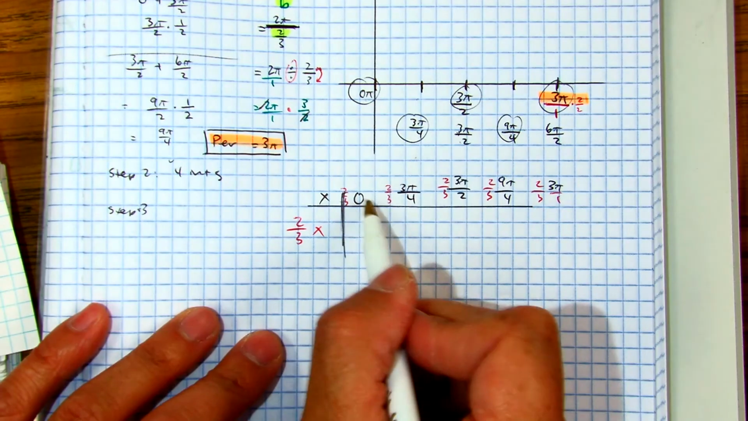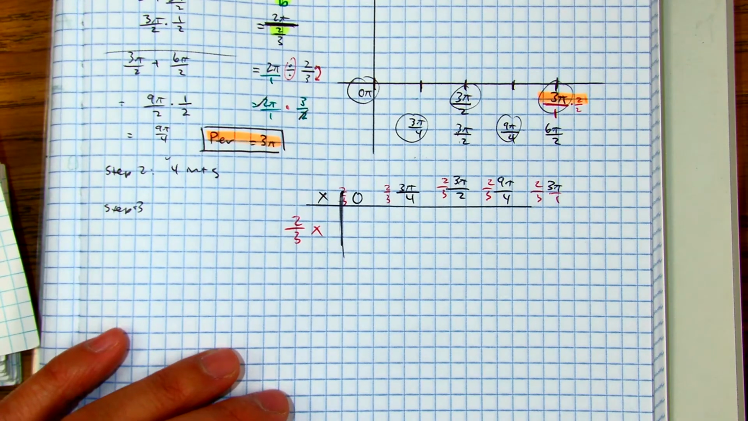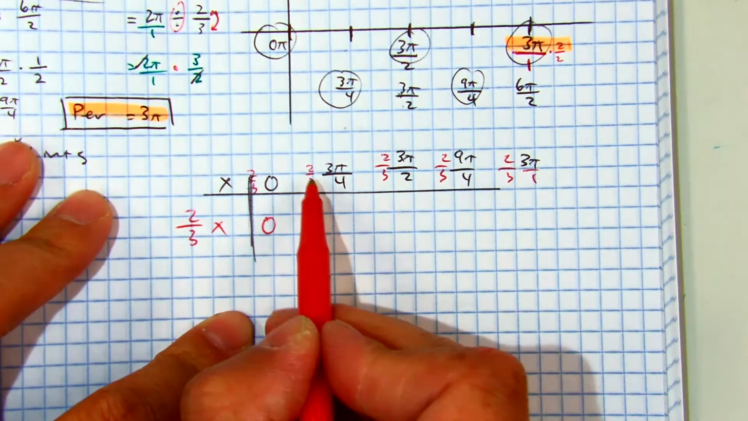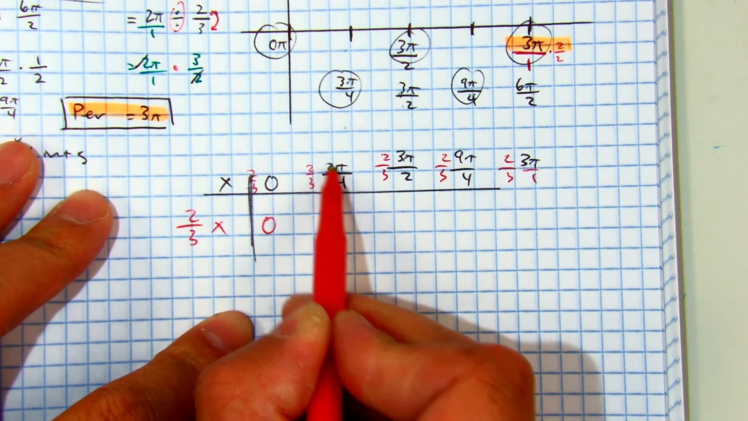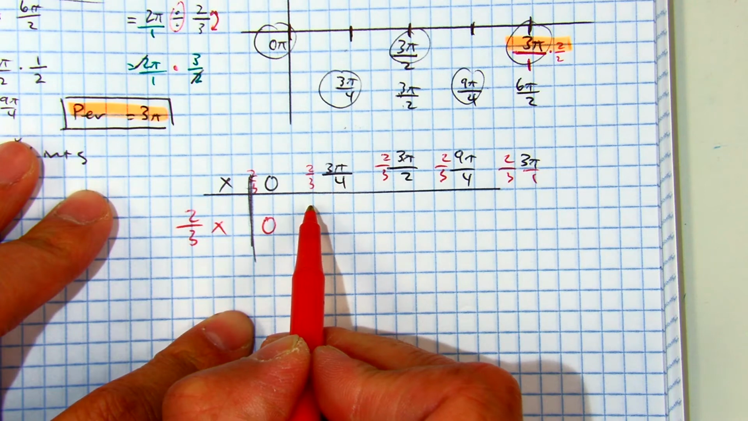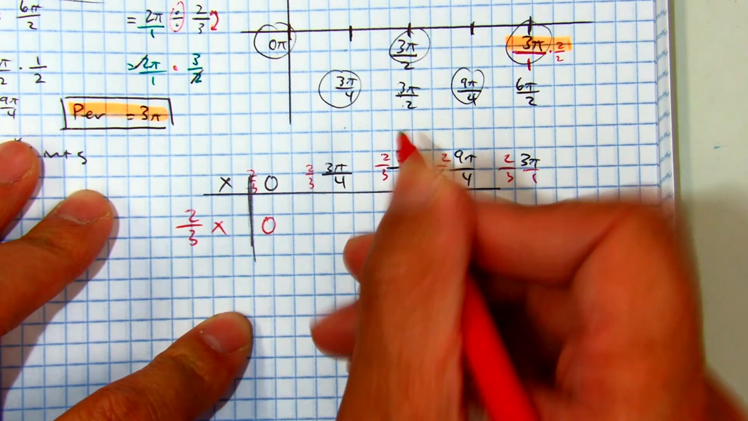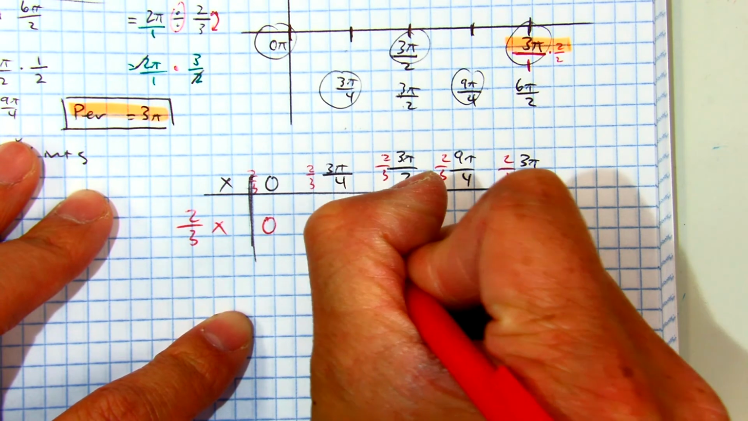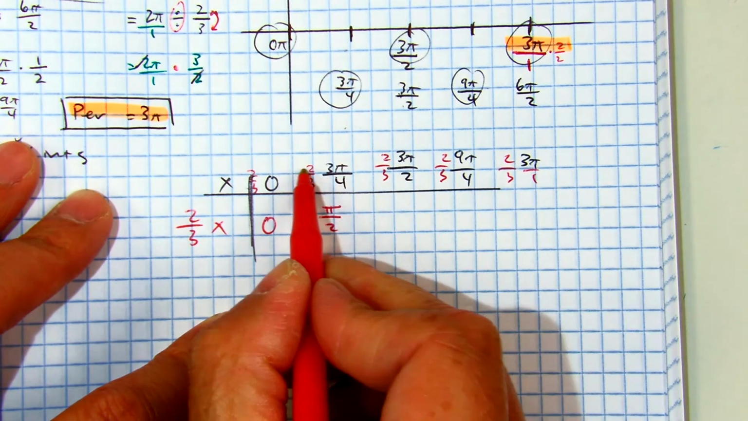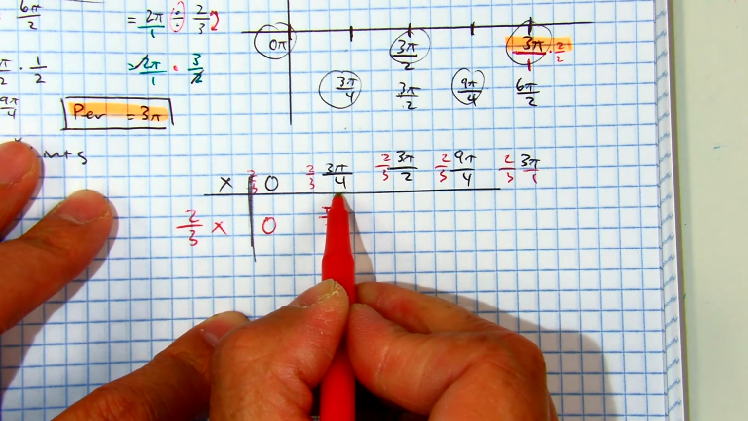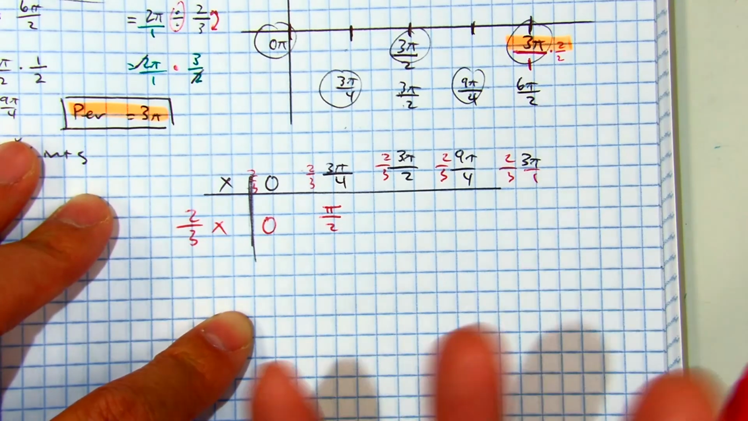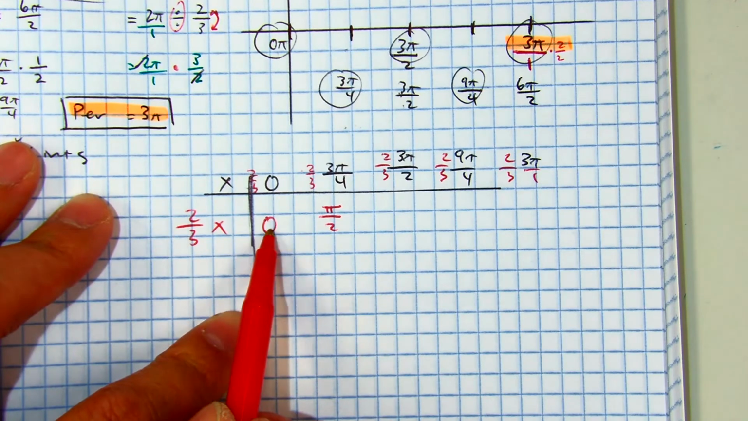2/3 times 0. If you cancel your 3's, are you guys following along? And then 2 pi over 4 reduces to pi over 2. Yes? That's essentially 6 pi over 12. And 6 over 12 reduces to 1/2. Okay, this is starting to feel good, right? Because 0, pi over 2, right? Are you guys seeing the circle?